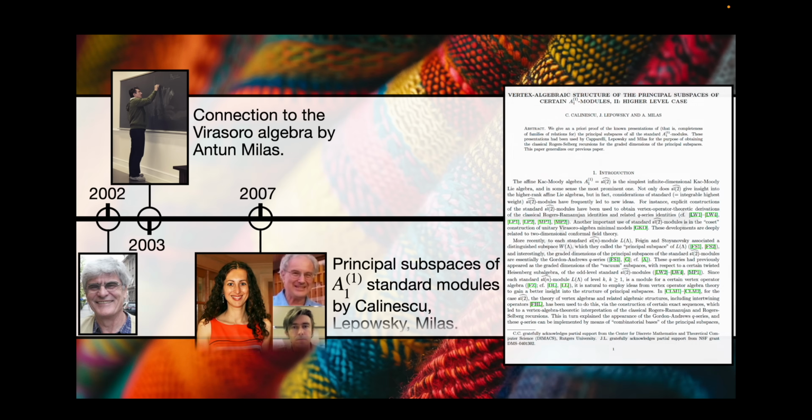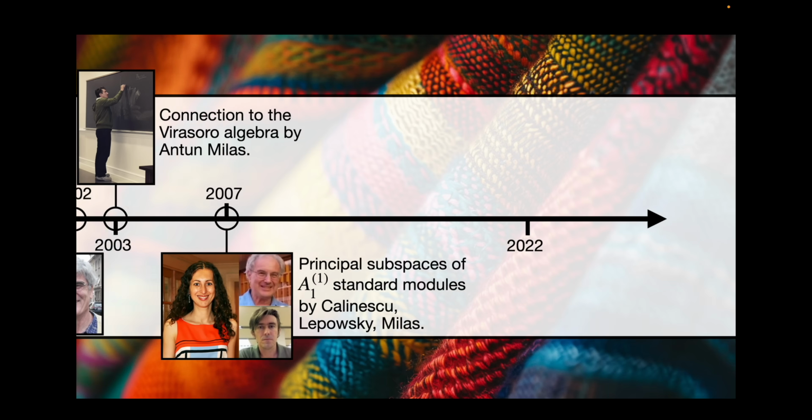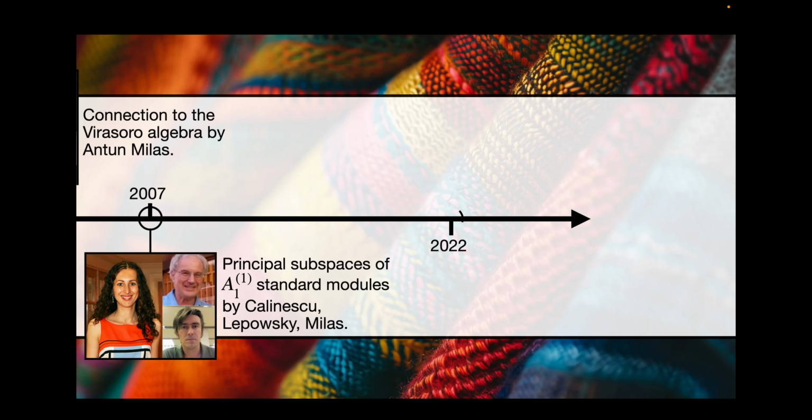And now, together with Calinescu, Lepowsky and Milas discovered a relation of the Rogers-Ramanujan identities and so-called principal subspaces of the standard modules for affine Lie algebras. So in fact, my PhD thesis involved a study of principal subspaces and principal subalgebras of so-called lattice vertex algebras. And a lot of the techniques that were used in this work, as well as the first several of my publications, were introduced in this first paper by Calinescu, Lepowsky, and Milas.